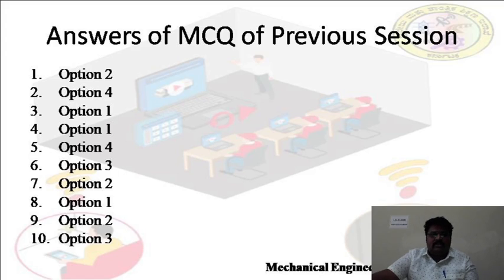Right? And question number 6 was: what is the name of a screw thread which is formed on a core?